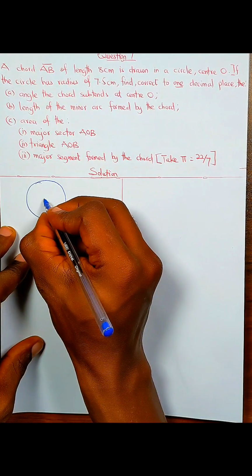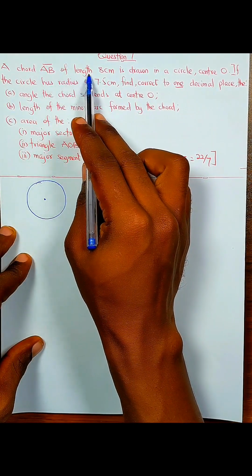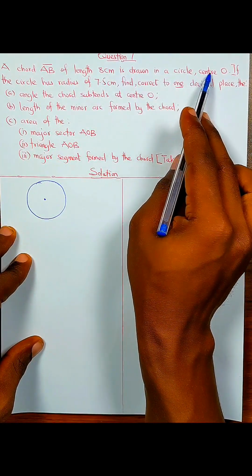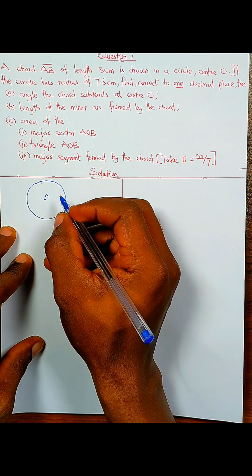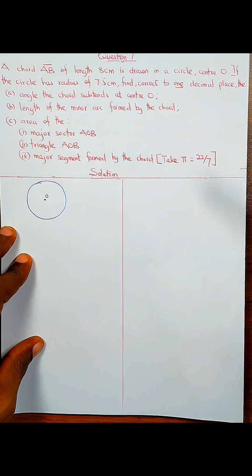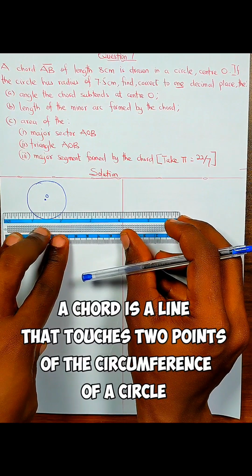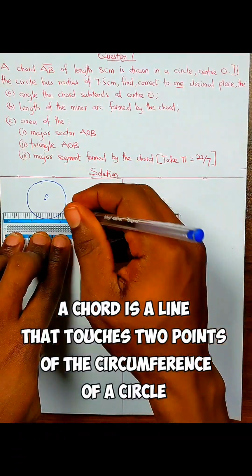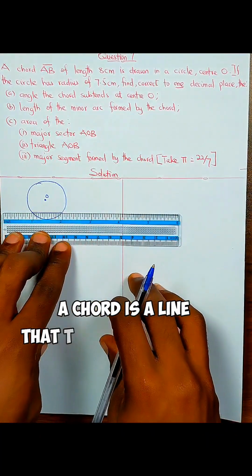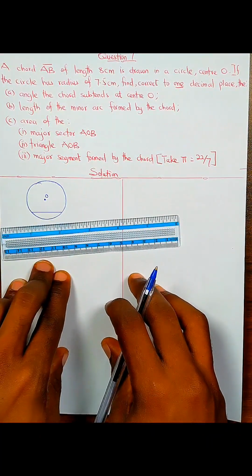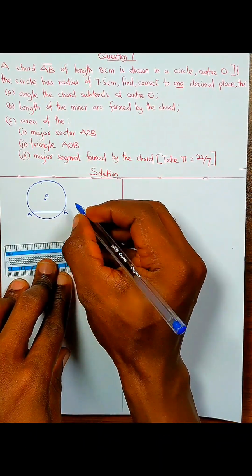Okay, so this is my circle with center. It says a chord AB is drawn in a circle, center O. That means this circle has a center of O. A chord is a line that touches two parts of the circumference, from this side to this side, a straight line that touches it. So this line is called AB, and I'll label this A and B.